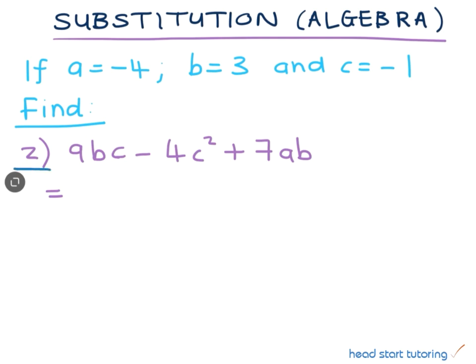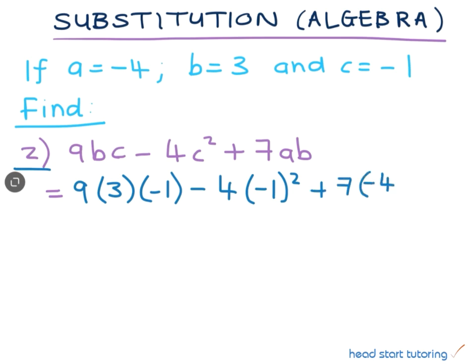Let's have a look at this second example using the same values for A, B, and C. So 9bc minus 4c squared plus 7ab, we simply need to plug the values of our variables in. So we've got 9b, which is equal to 3, and c is -1. Then our minus 4 in brackets by c, which is -1, and I need to square that, plus 7a, which is -4, and b, which is 3.